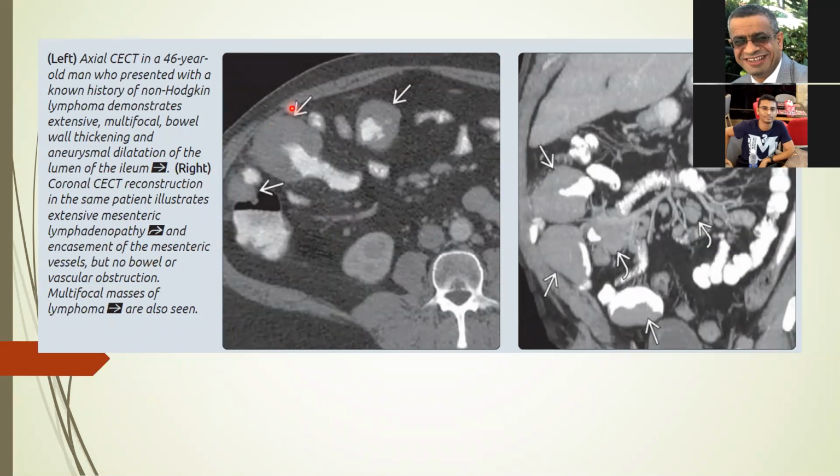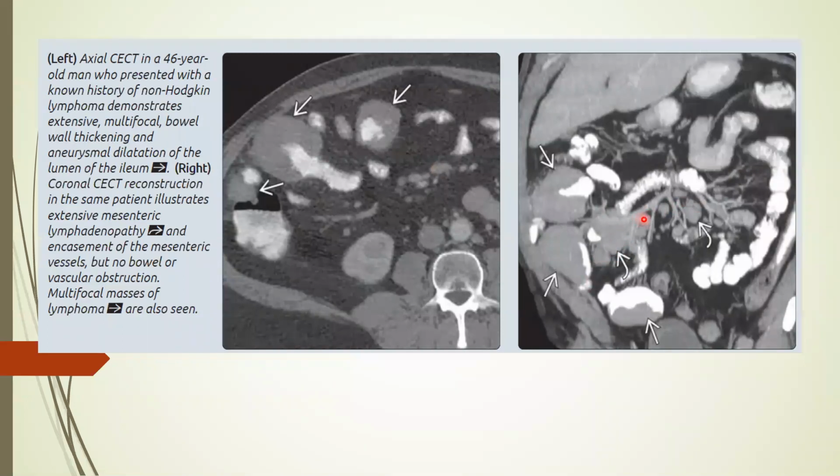This is another case, multifocal thickening in the wall, luminal narrowing, but without obstruction. And also there are multiple large mesenteric lymph nodes.